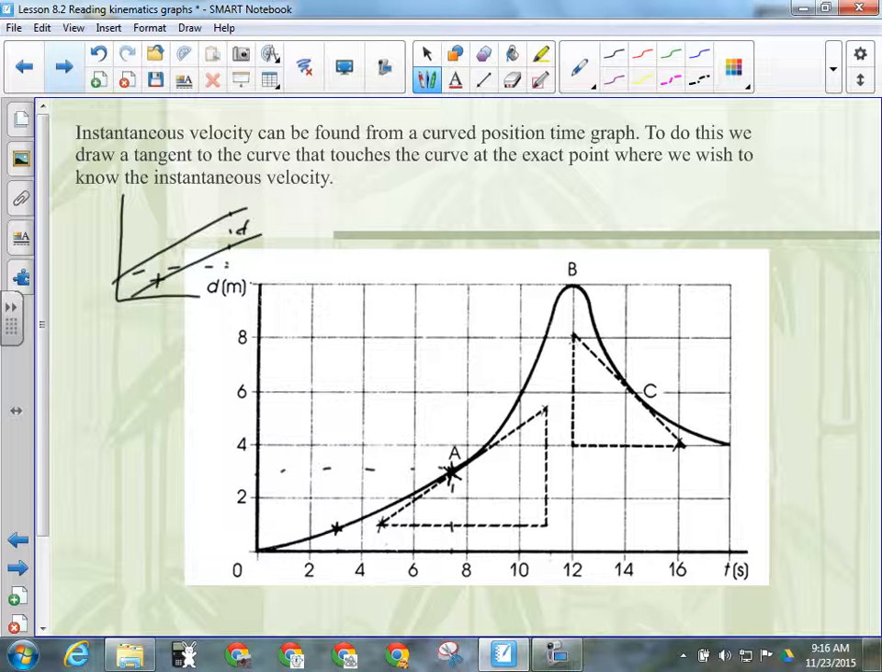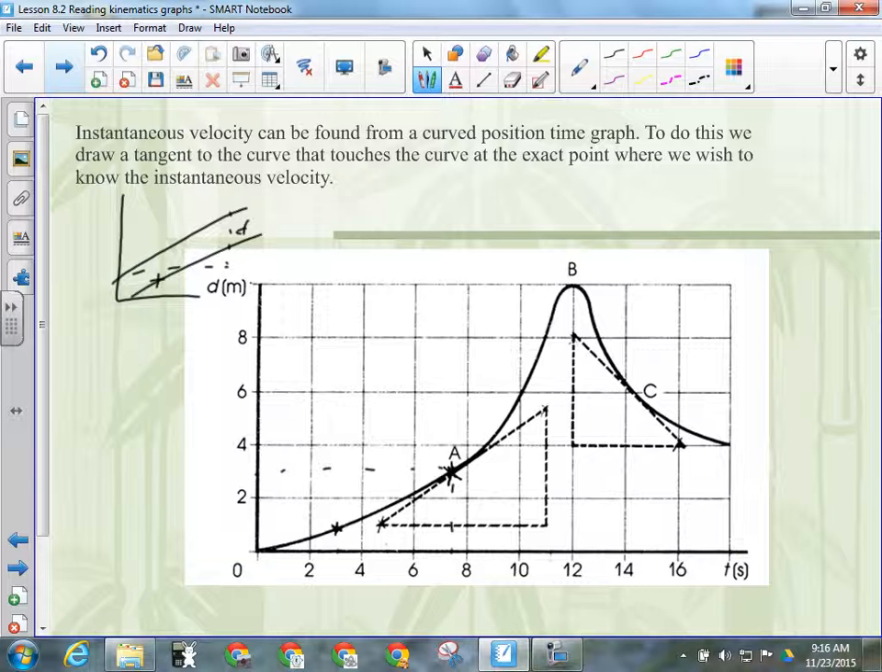How many people have heard of what a tangent is? A tangent is a line that touches a curve but doesn't cross it at a certain point. If it just touches the curve there, it's parallel to the curve at that point. So if it's parallel, does it have the same slope? Yes, it does. So what we want to do is draw a tangent that touches the curve so that we can make it nice and long and find the slope of the curve at exactly that instant in time they were asking us about.